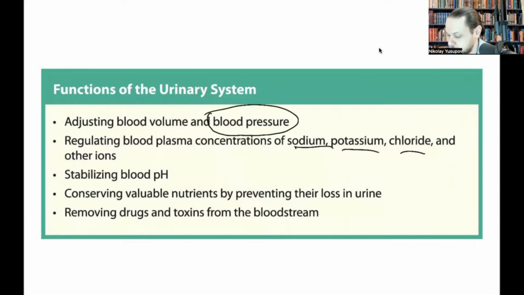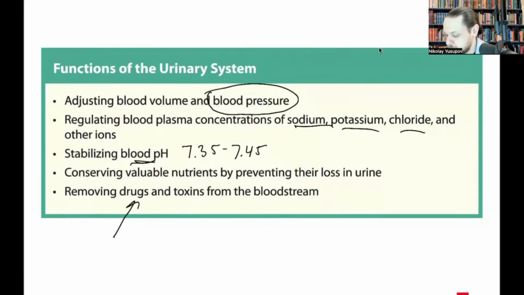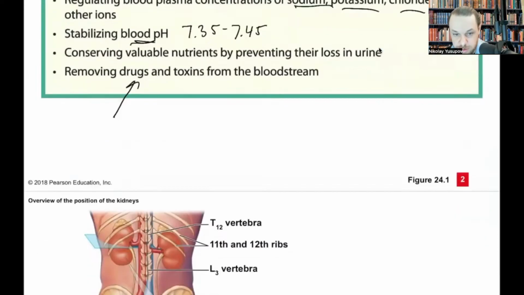We're going to talk about blood pH regulation, right? By the way, normal blood pH is 7.35 to 7.45. We're going to talk about urine formation, and then definitely we're going to talk about the drugs, not so much about the toxins, but we're definitely going to talk about the drugs here today.